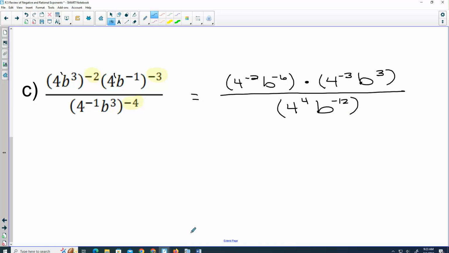Alright, there are a lot of different places I can go from here, but let's just focus on the numerator for now. This is all one big multiplication problem. Even though we have parentheses, there's no addition or subtraction, so we are just multiplying the things that we can. So if I multiply my 4's, what do I do with those exponents? Add them. So negative 2 plus negative 3 is negative 5. With my b's, add those exponents. Negative 6 plus negative 3, or plus 3, sorry, is negative 3.